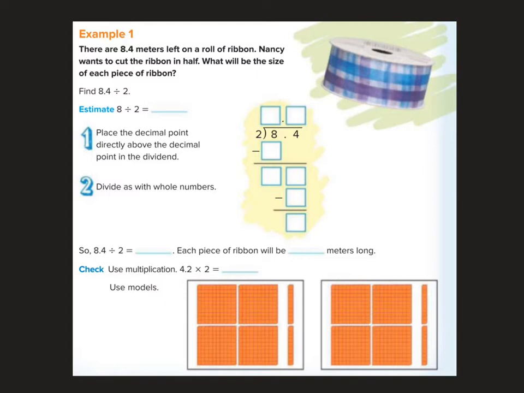Okay, here's our first example. There are 8 4/10 meters left on a roll of ribbon. Nancy wants to cut the ribbon in half. What will be the size of each piece of ribbon?